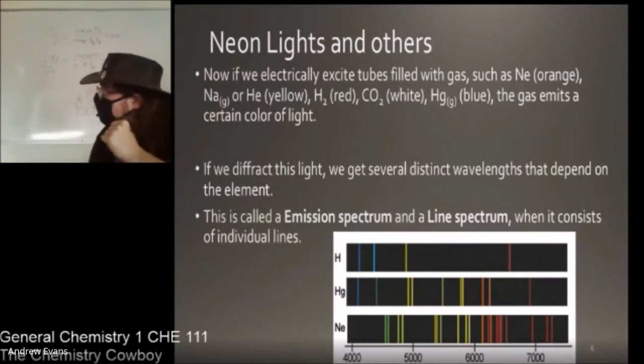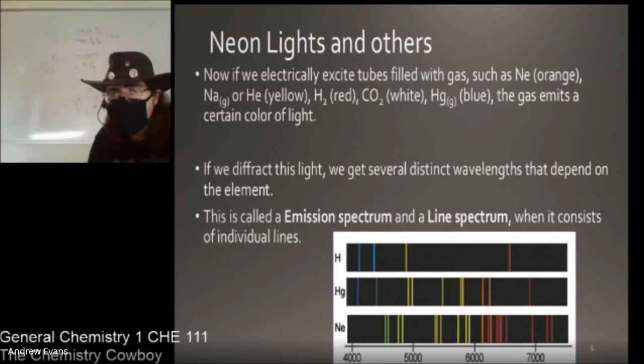But if we diffract the light that is given off, we'll get several distinct wavelengths that depend on the element. If you can see down here, hydrogen gives off a violet, a blue, a green, and a red, and when we combine them as one, we get the red light that we see. Mercury gives a violet, a blue, a greenish yellow, then a bunch in the yellow and the orange, and then maybe one in the red. All those combine together to give us what looks blue.